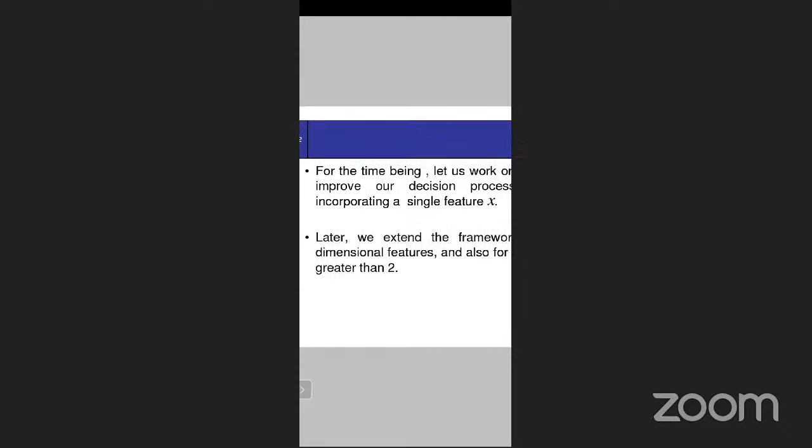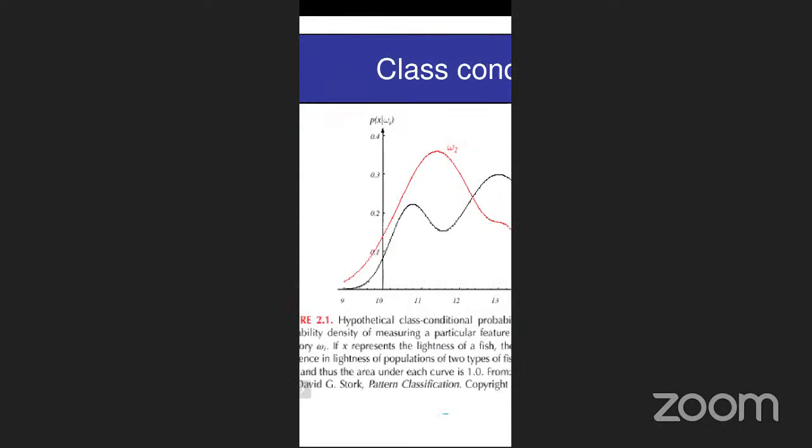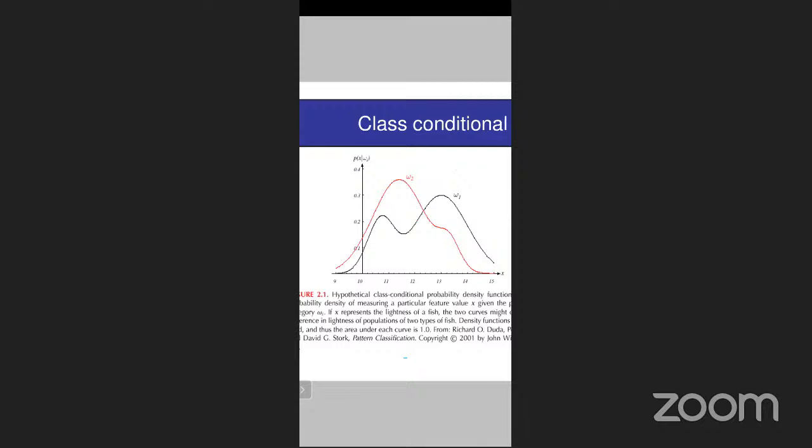All right, now I want to cover the Bayes rule, Bayes decision theory. For the time being, let us work to improve the decision process by incorporating a single feature, means scalar feature. Later we'll extend it to multiple dimensions, and for classes greater than 2. All right, this is the class conditional density.